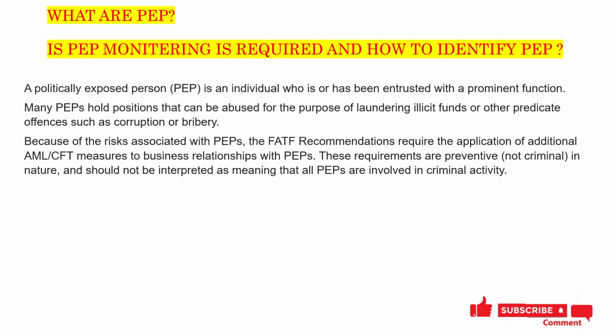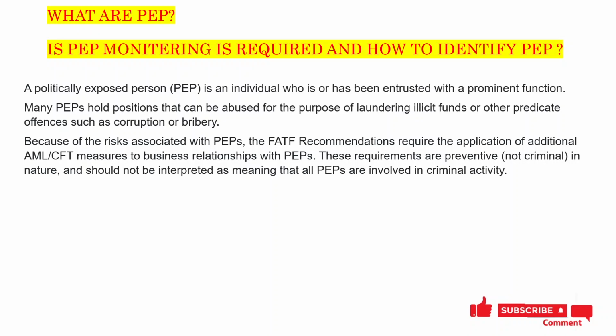So coming to PEP, a politically exposed person is an individual who is or has been entrusted with a prominent function, which means people who are at the leadership level in a government institution or a semi-government institution are PEPs. Many PEPs hold positions that can be abused for the purpose of laundering illicit funds or other predicate offenses such as corruption or bribery. As we have heard, money comes with power.